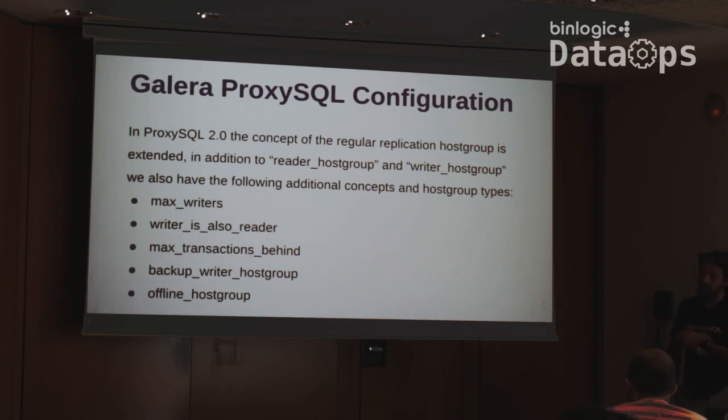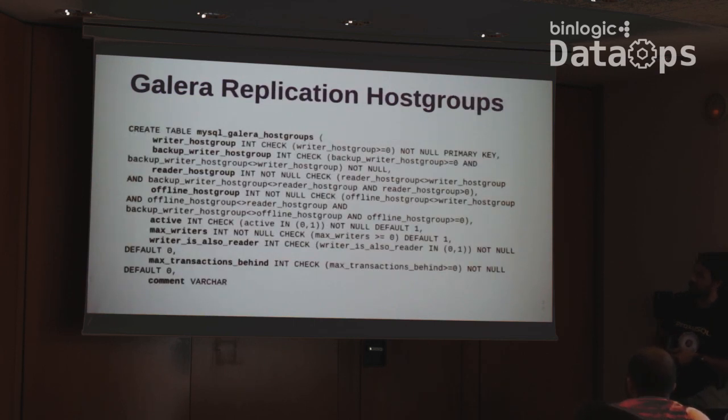So the same table structure was basically used for Galera. So we have this table called MySQL Galera Hostgroup, where basically are the columns that I was explaining before. So you have the writer host group, the backup writer host group, the reader host group, offline host group, active. So you can also define if one specific host group set is active or not.